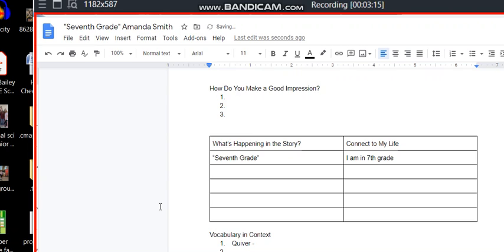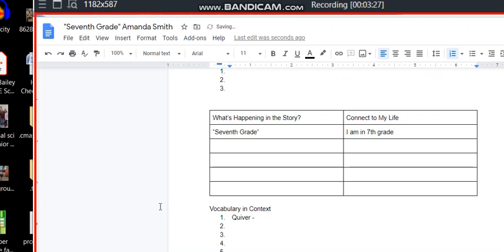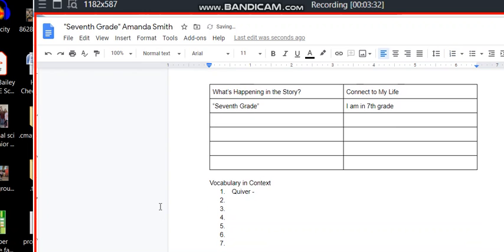On page 43, after you've finished reading the story, there are 2 different sets of questions that you'll answer. The first set is comprehension. Are you understanding what you're reading? And there are 3 comprehension questions. And then you have text analysis. Text analysis are deeper thinking questions.